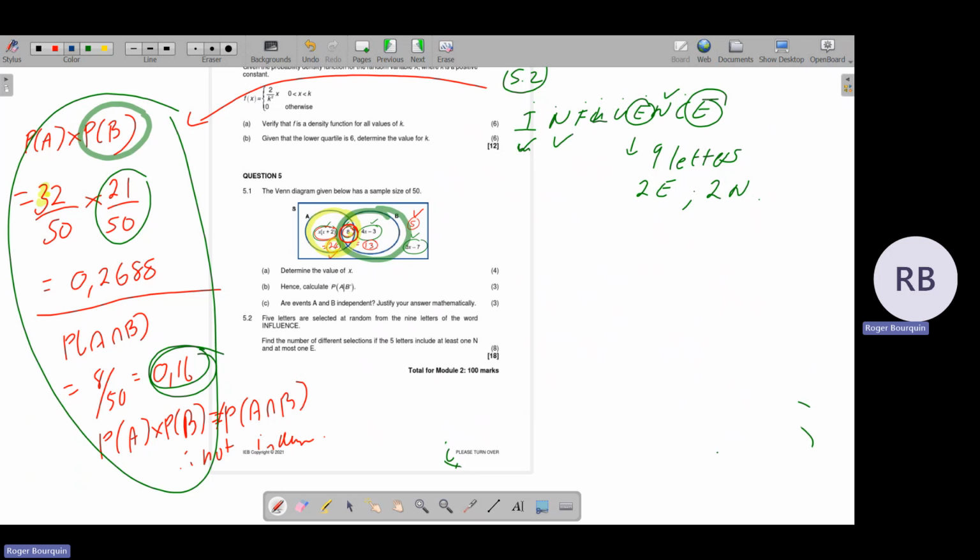So you've got this pot of 9 letters, and we choose 5, and we've got to have at least 1 N. In other words, if you have at least 1 N, and there are 2 N's, I'm going to have either 1 N or 2 N's. And then I have to have at most 1 E.